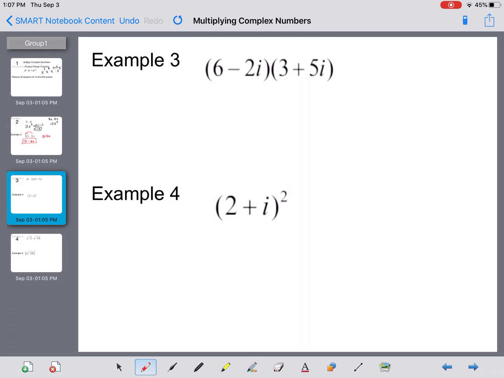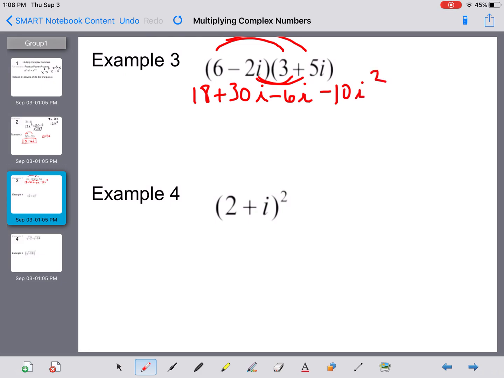Looking at the next few, now we have a complex number times a complex number. And similarly, if we had x plus 6 and 5x plus 3, we could FOIL this out. Well, you're going to do a similar process. And we can either FOIL or double distribute, however you want to talk about it. So 6 times 3 is 18. 6 times 5i is going to be 30i. And then we have negative 2i times 3 is negative 6i. And then negative 2i times 5i is going to be negative 10i squared.